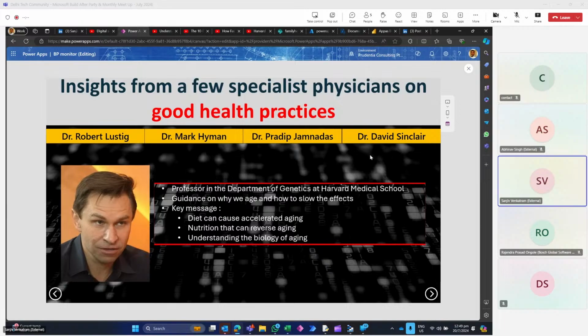And there are other people I listen to when it comes to things like uric acid, things like the benefits of walking and visceral fat, and so on and so forth. I'll walk you through this as I go along, right?